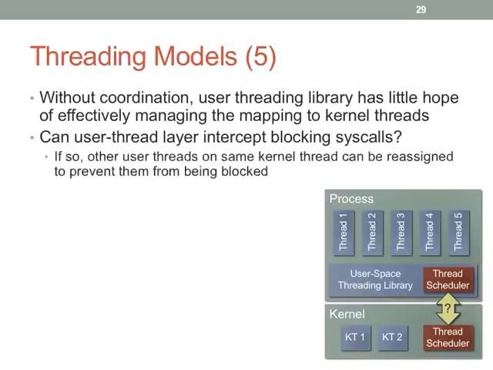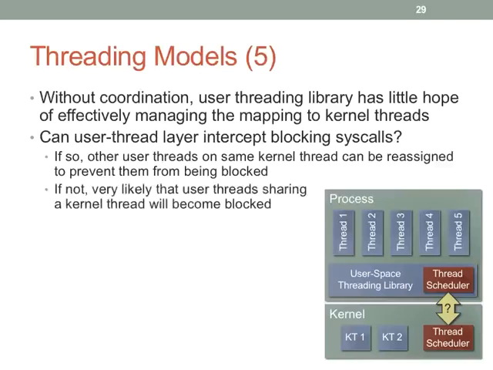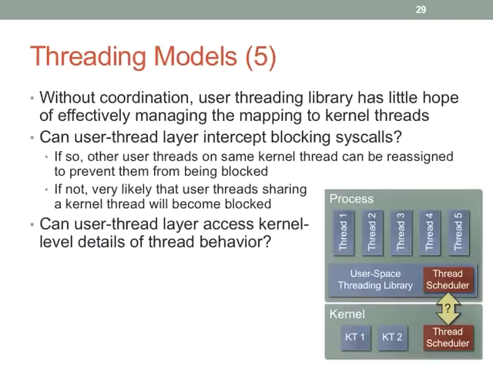Let me see. I'm going to try to spin through some of this because we're almost out of time, or actually we're over time. So if the user thread layer can intercept blocking system calls, then it can actually do some of these things itself. If I can get a hand in between the kernel and the program, then I can handle some of these situations. But if not, then I'm stuck.